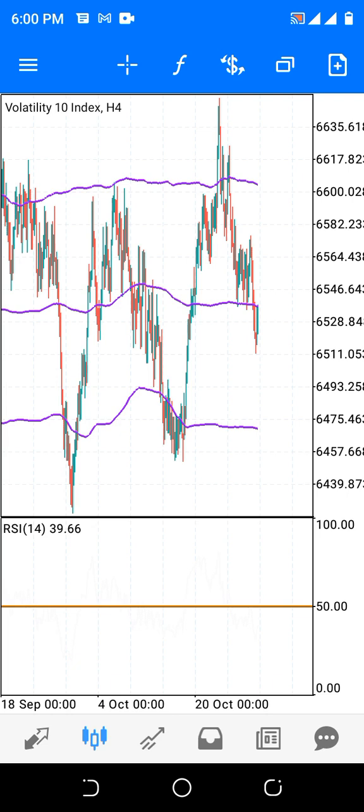Okay guys, now let me show you how you can use only one indicator to differentiate a ranging market from a trending market. Only one indicator, and the indicator is Bollinger Band. Now let me show you how you can use it to determine whether the market is ranging or trending.